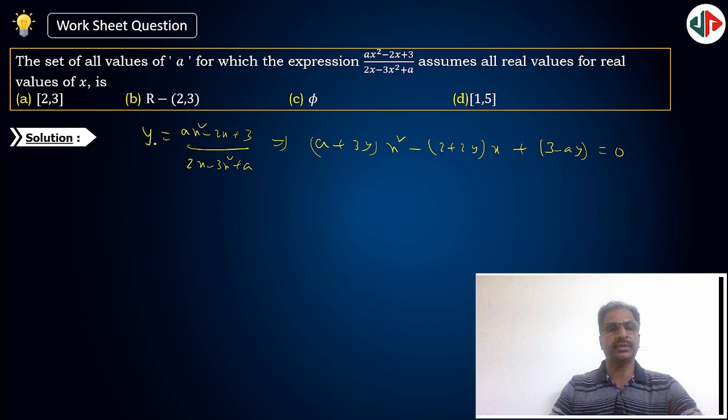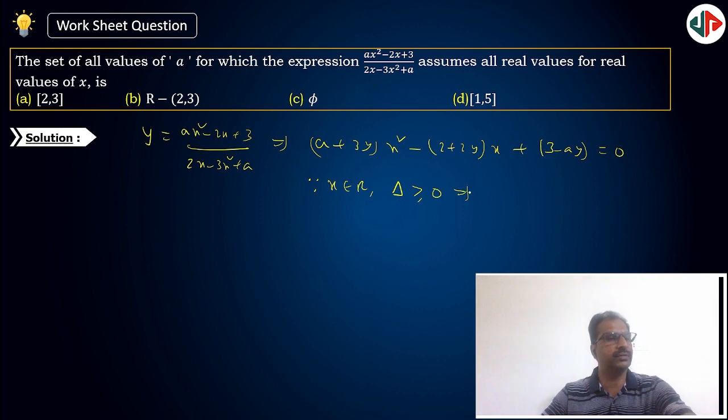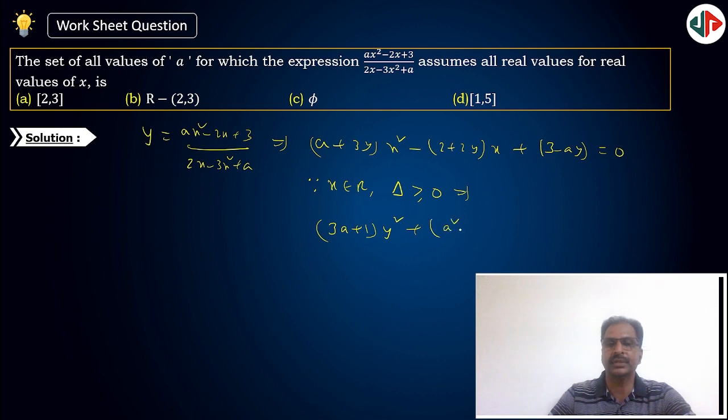Consider the given expression as y, do cross multiplication, bring all the terms to one side. Since x is real, we know that discriminant is greater than or equal to 0, which means b square minus 4ac greater than or equal to 0. If you apply discriminant greater than or equal to 0, then you get like this: (3a plus 1) into y square plus (a square minus 7) into y plus 1 minus 3a greater than or equal to 0. This is what you get by applying discriminant greater than or equal to 0.